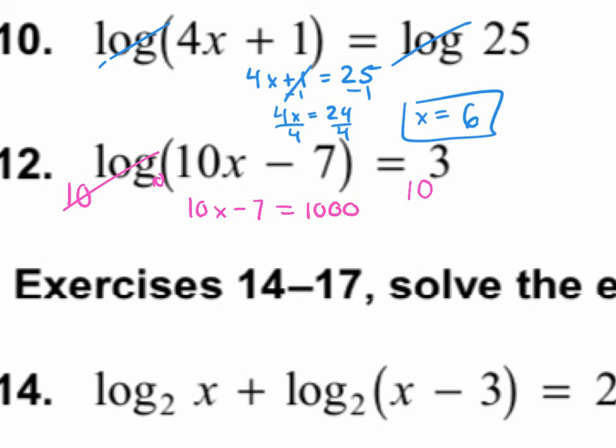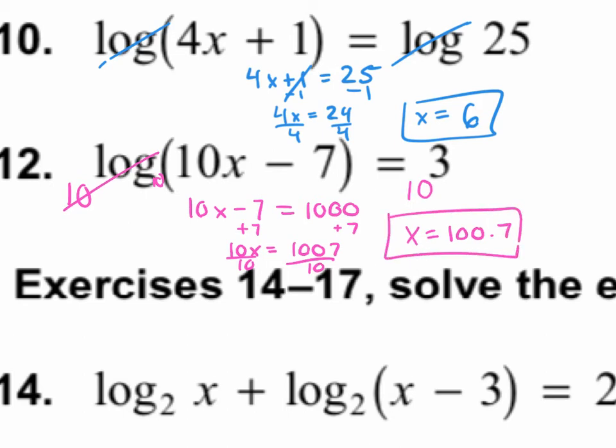How do I solve for x? Add 7. 10x is equal to 1,007. Divide by 10. X is equal to 100.7. Like the radio station. Any questions there?